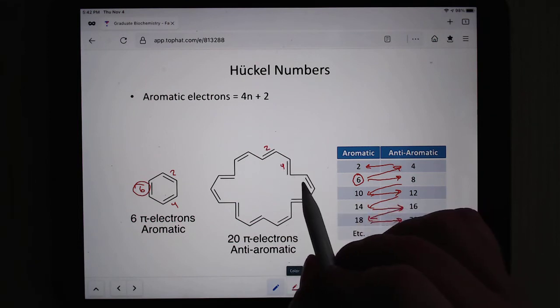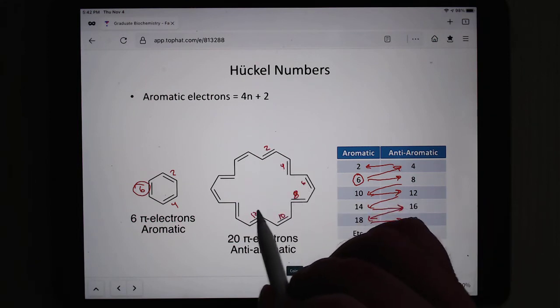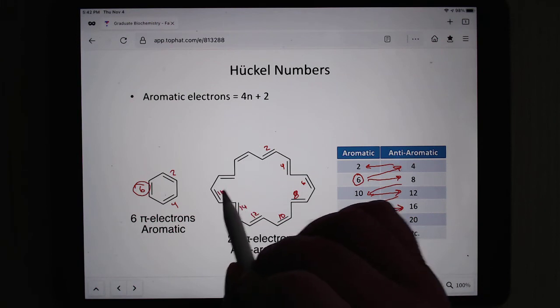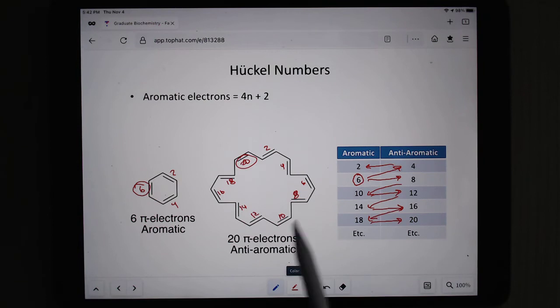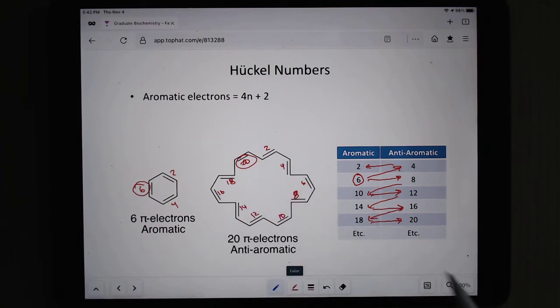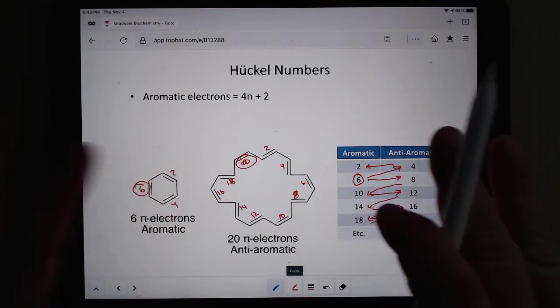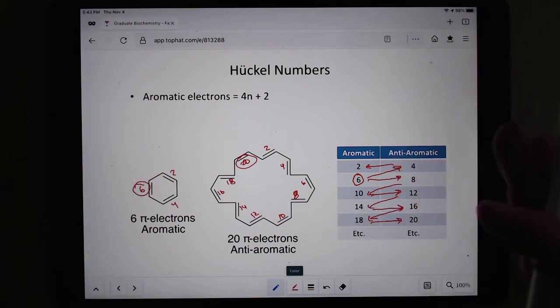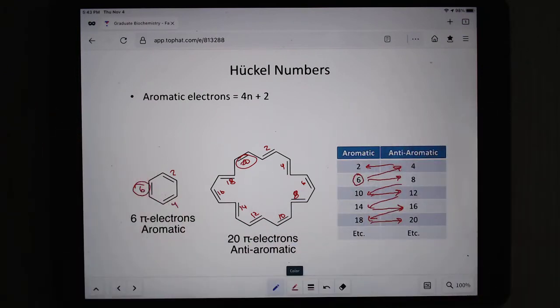So 2, 4, 6, 8, 10, 12, 14, 16, 18, 20. Okay, so there are 20 pi electrons around here. Huckel would say no, that's anti-aromatic. And if you were to look at this, I think this structure is kinked. It's not completely flat, because it's anti-aromatic.